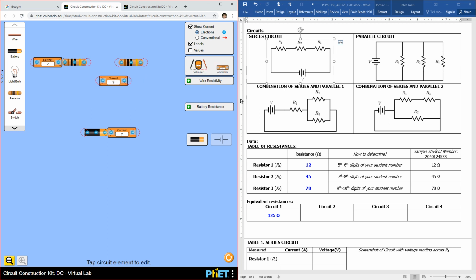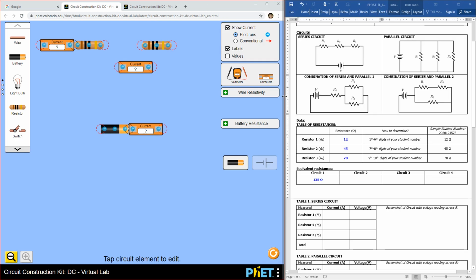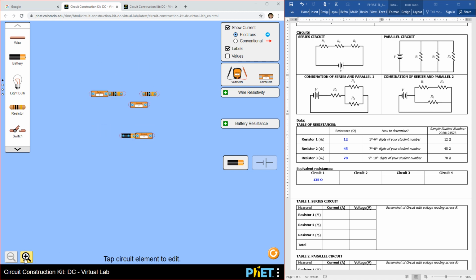What you can do here is make this circuit bigger, and if you want to reduce the size of the components, just press Control, and if you're using a mouse, scroll down. Or just use the magnifying glass here. Okay, so let's do this.